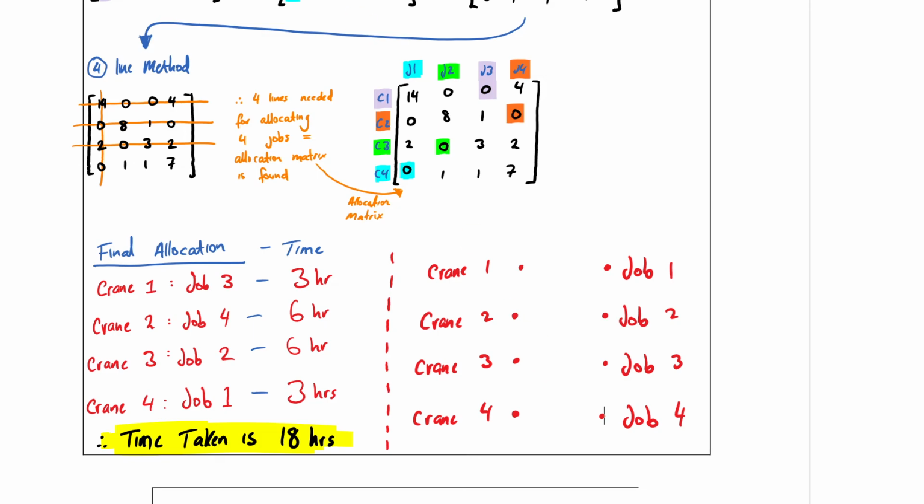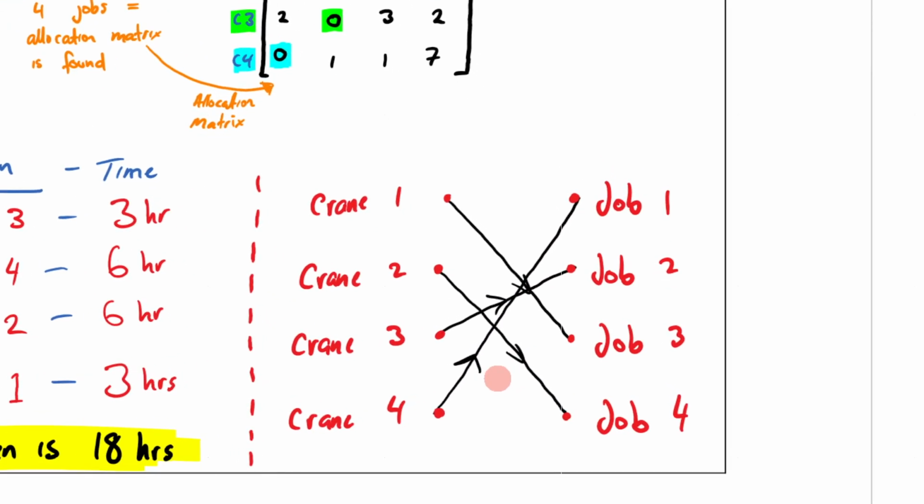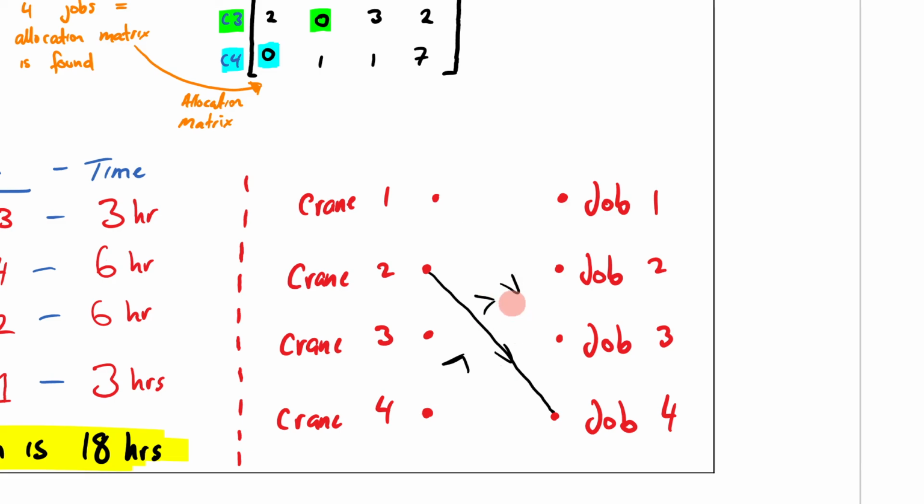Now we need to link them up. So I'm going to say crane 1 is going to job 3. I'm saying crane 2 is going to job 4. Crane 3 is going to job 2. It's going like that. And crane 4 has to go to job 1. Try to put your arrows in nice places so you don't get that mess. Oh, I just ruined it.